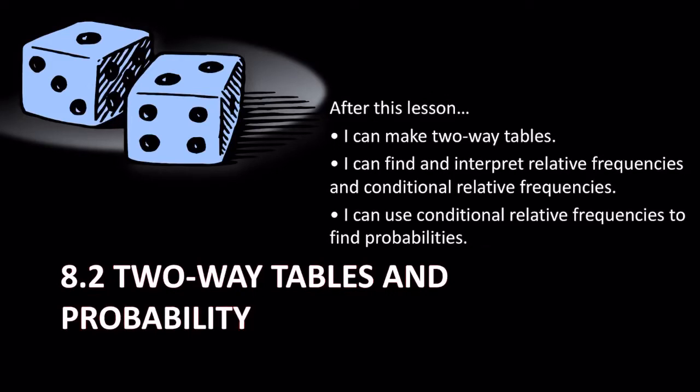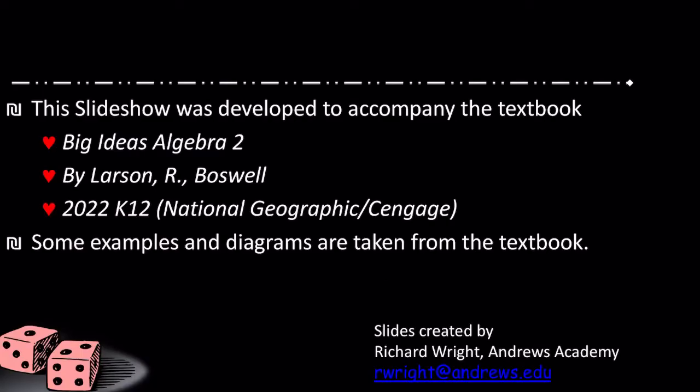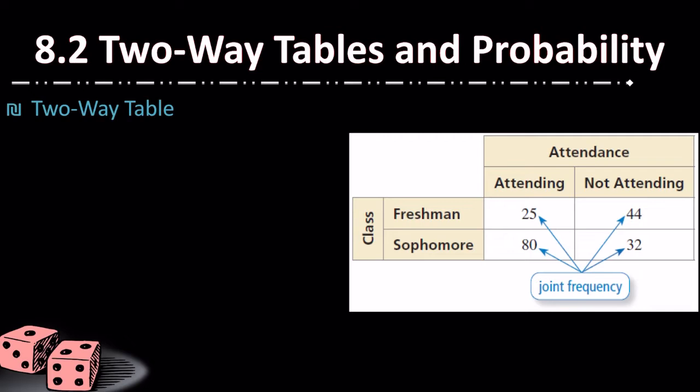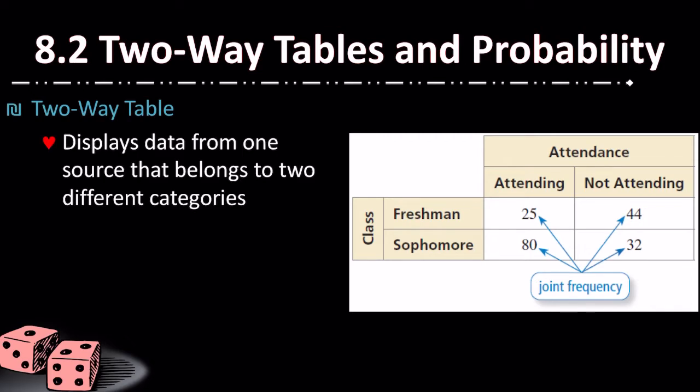Lesson 8.2, Two-Way Tables and Probability. A two-way table is a way to display data from one source that belongs to two different categories.